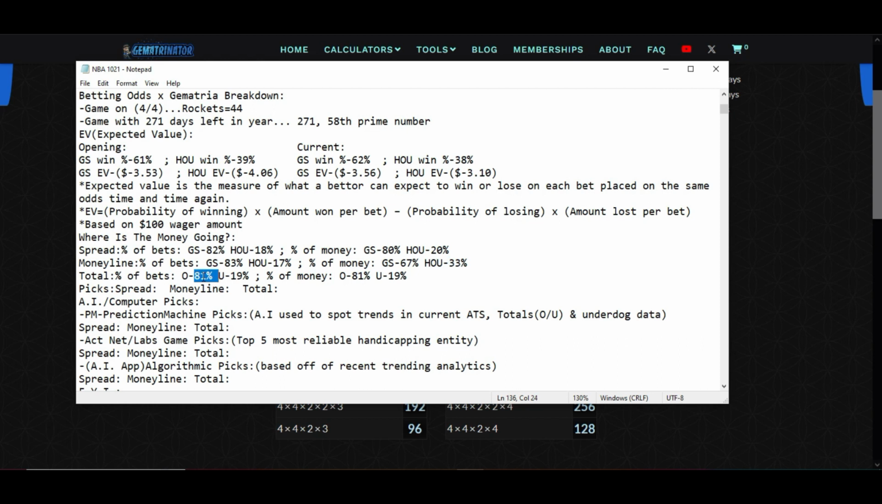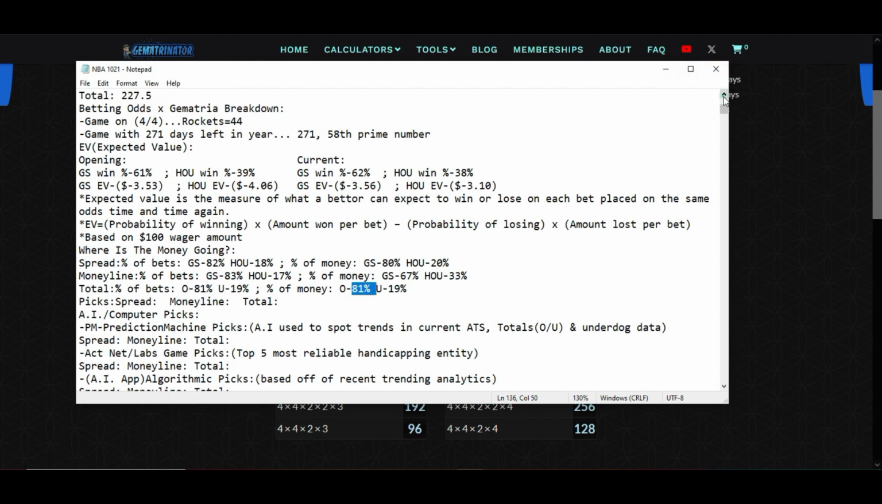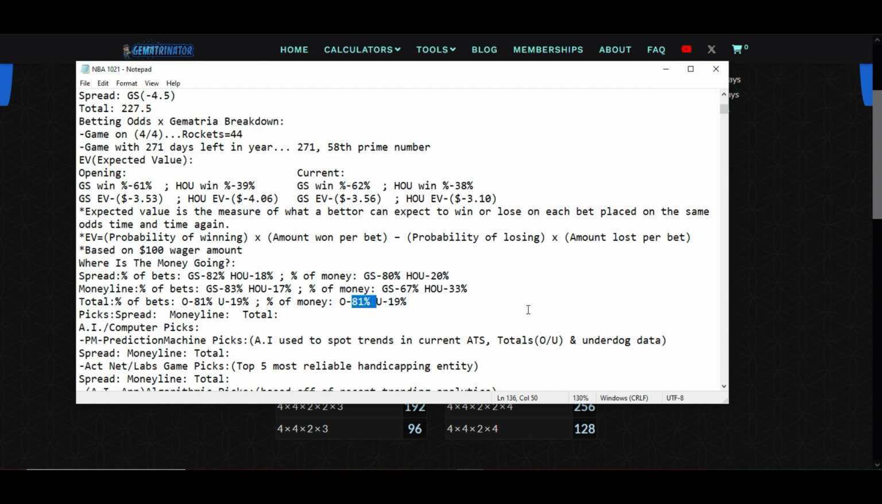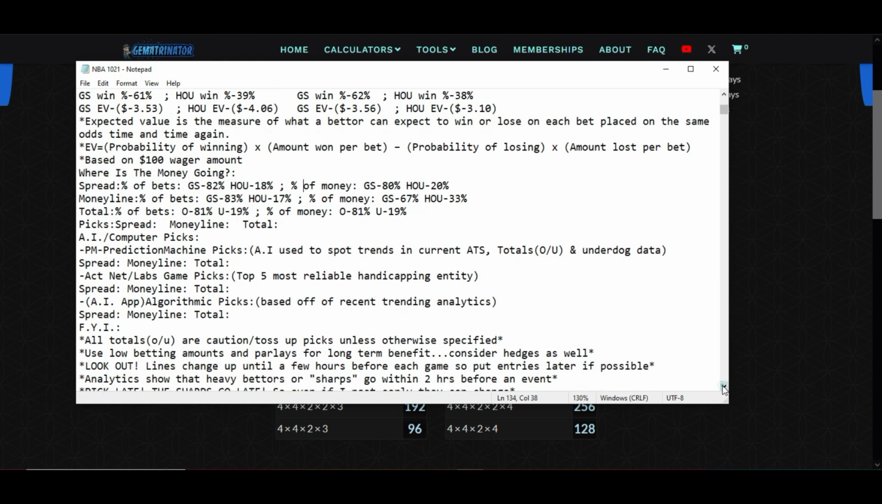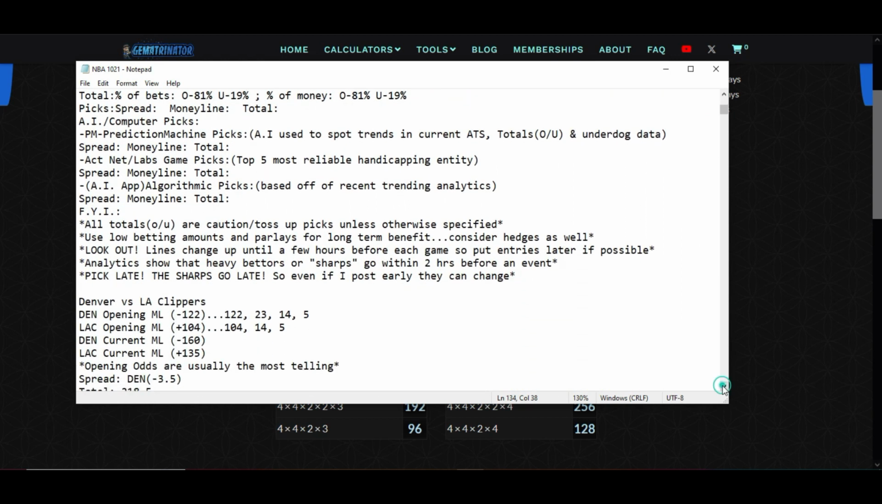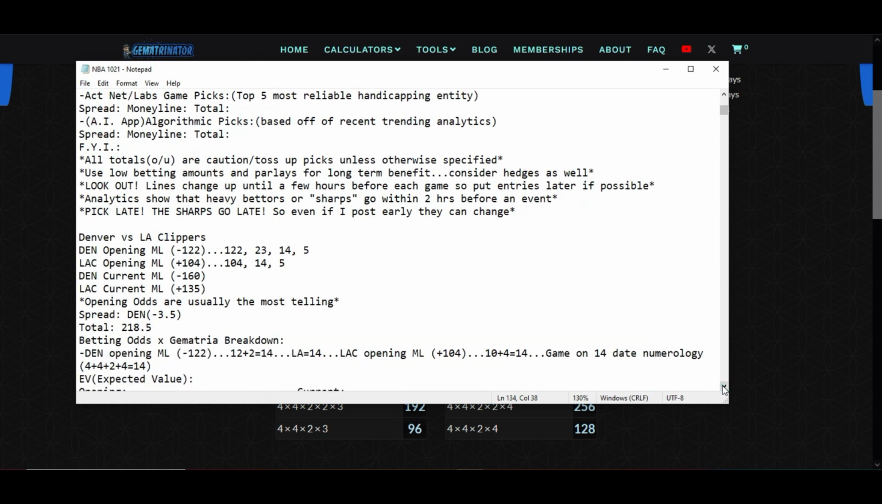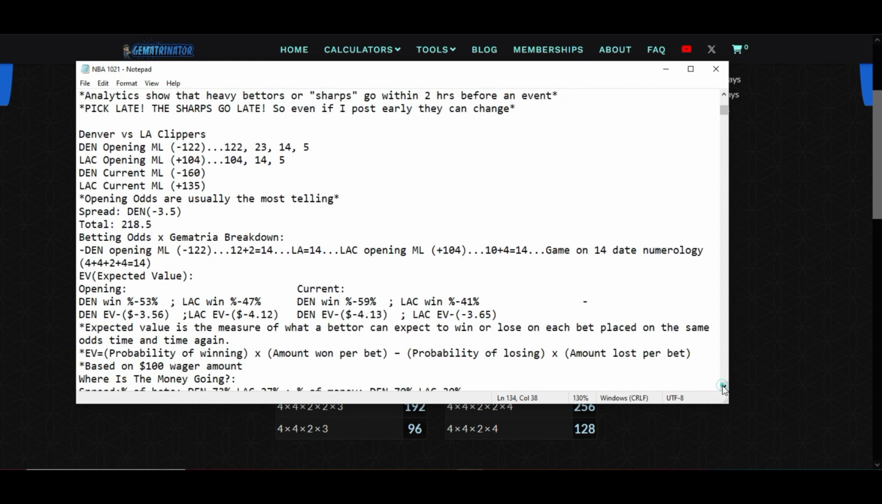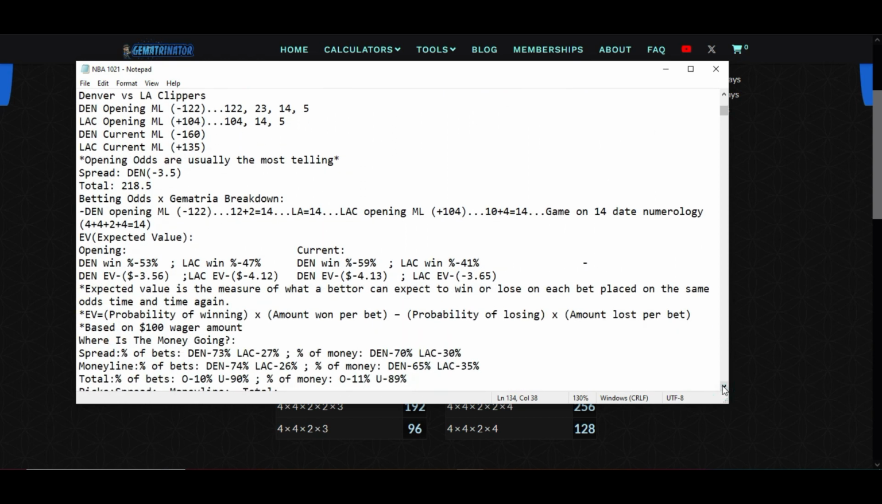Over-under is both 81, 81-19, 81-19. Over-under is set at 227.5 points. Overs are dominating today pretty much so far with the picks. When the sharps go in, they might go lower depending on where the cost is. They base everything off cost, just like everybody else. Everybody else should, I should say.